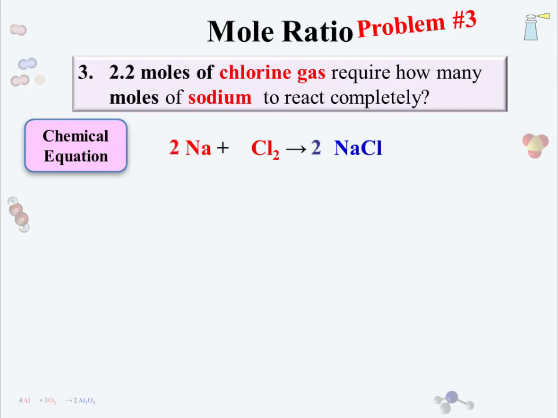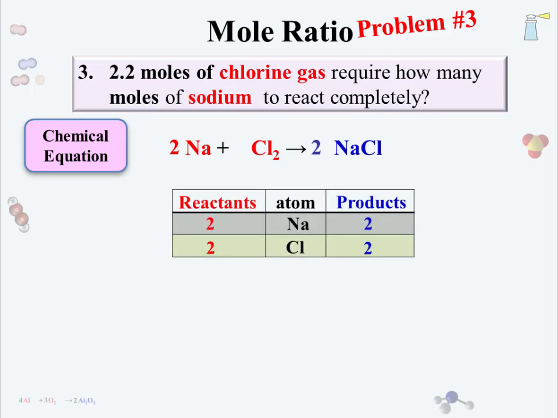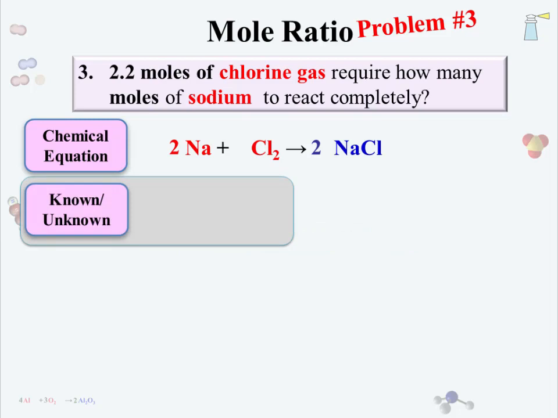Fortunately, this equation balances quite easily. We will skip adding an implied 1 coefficient in front of the Cl2. A quick check of the tally shows the equation to indeed be balanced. On to an investigation of the problem to find a known and unknown. It asks for moles of sodium, so this must be our unknown. It is also the desired or wanted units.